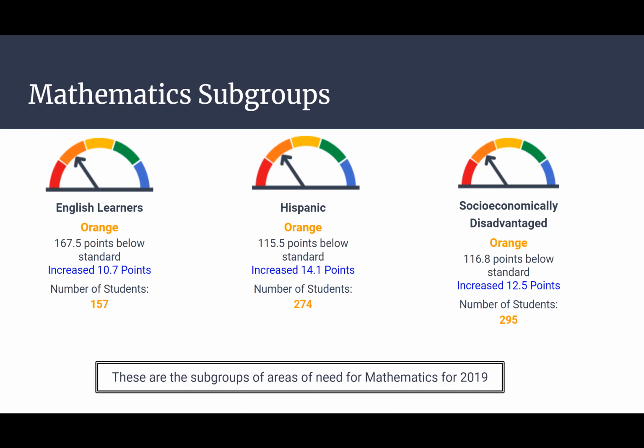As far as for Hispanics, they're also in the orange. 115.5 points below standard. It increased 14.1 points. Number of students counted for that was 274. Last one for mathematics is socially, economically disadvantaged, also in orange, 116.8 points below standard, but this increased 12.5 points. So the interventions that are being applied are working. Next slide, please.